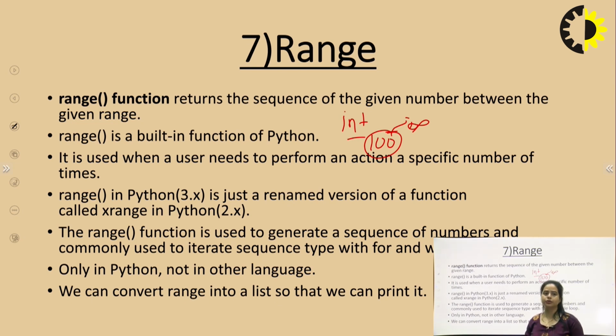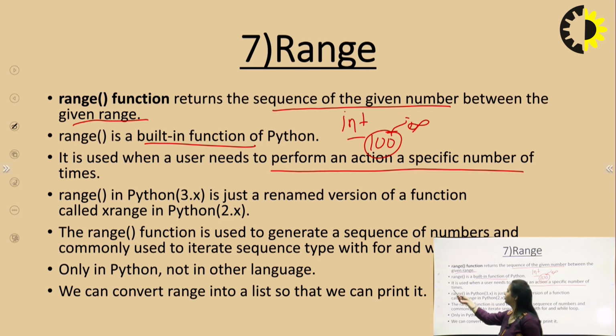This is also used in looping programming. The range function returns a sequence of numbers within the given range. Range is a built-in function in Python and also a data type of Python. It is used when a user needs to perform an action a specified number of times. In Python 3.x, it is represented by the range function, and in Python 2.x, it is represented by the xrange function.